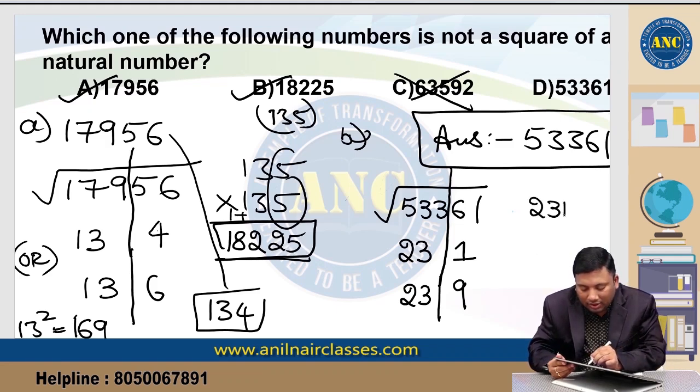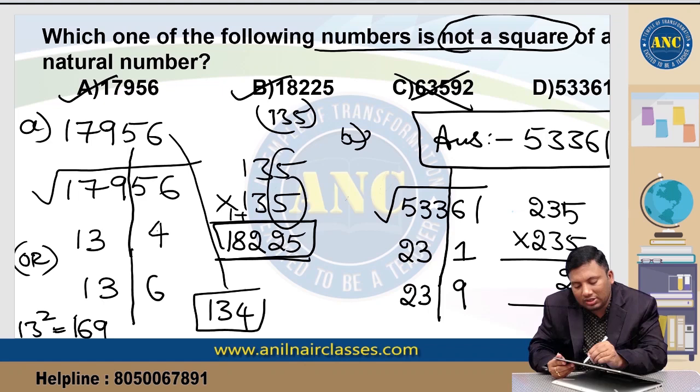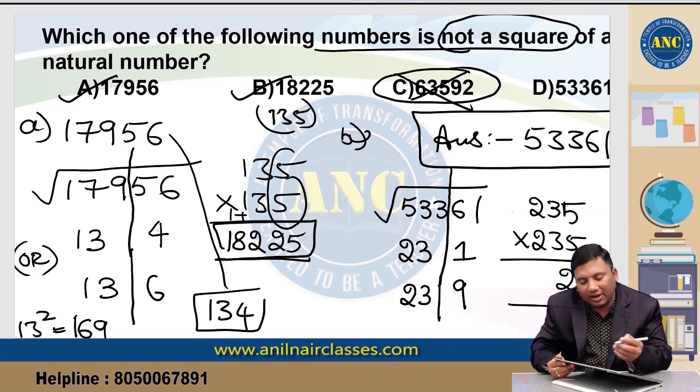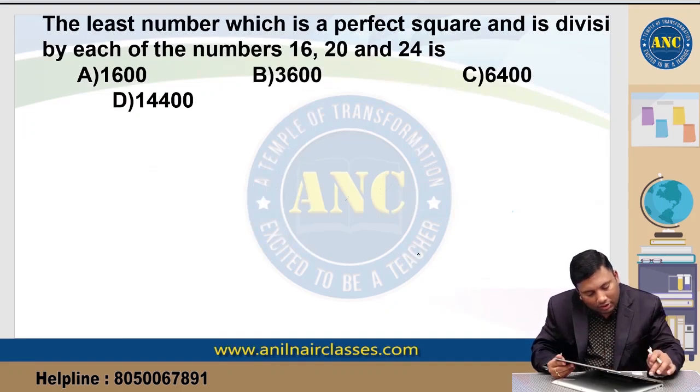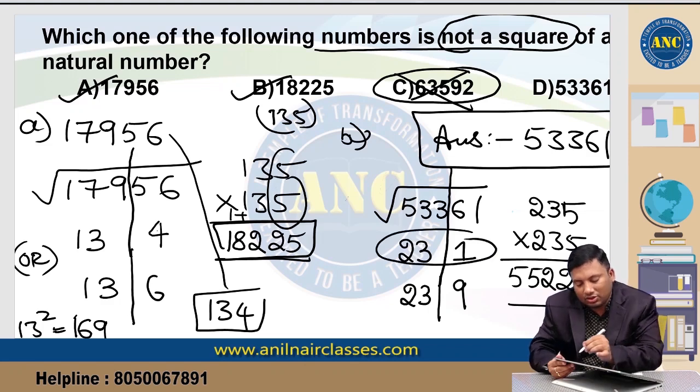Suppose 231 whole square. Let us do 235. 235 into 235, 5 fives are 25. Why are we doing all this? Which of the following is not a square? Not a square means only one logic, right? We are unnecessarily wasting our time. Anyway, we are trying to prove all three are perfect squares. So 23 into 24 is 552. So 235 whole square is 552, but I want 533. So the answer for this question is 231.